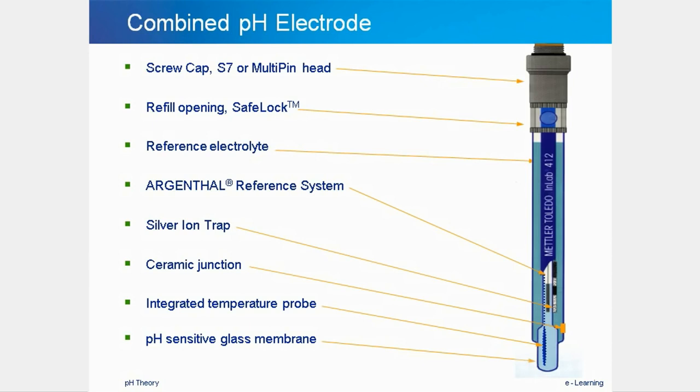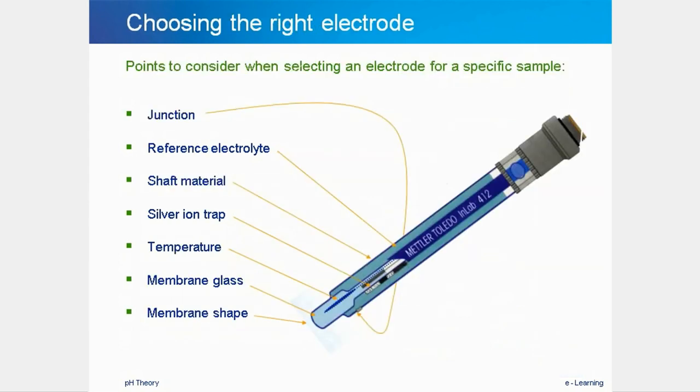Another important item for the reference part of the combined electrode is the filling hole to top up or exchange the electrolyte solution. This filling opening has always to be opened during measurements for a constant potential in the reference electrode. If the opening is closed during measurement, the reference electrolyte cannot flow freely out of the electrode and the potential cannot be maintained at a constant value. A consequence of this is that the measured pH value will be fluctuating and the measurement will be wrong.